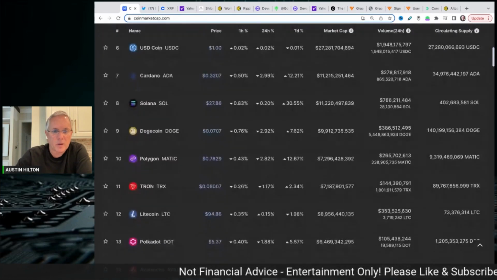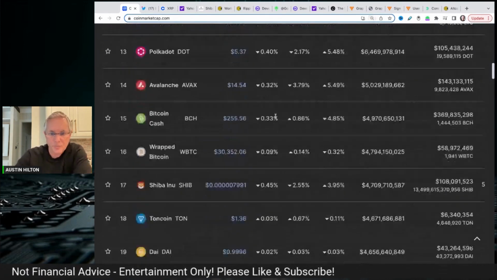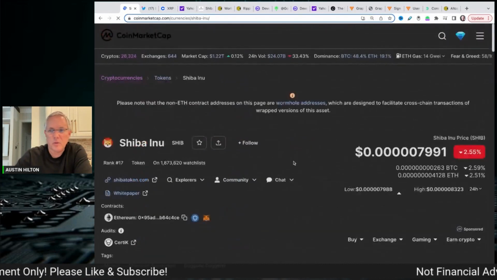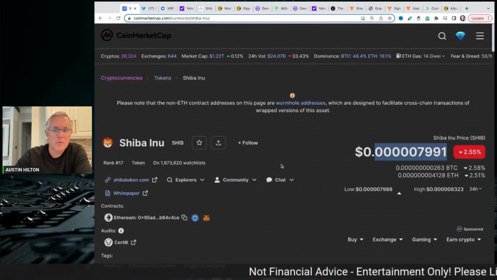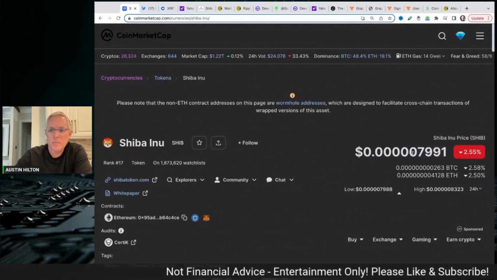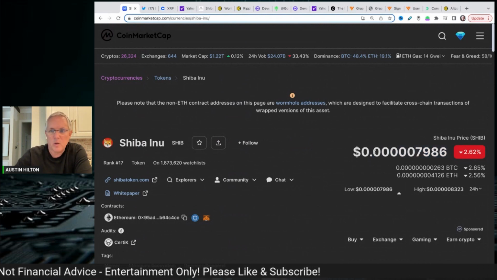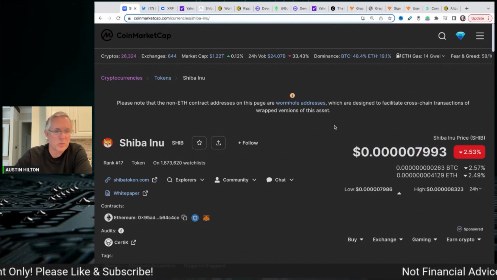If we scroll down, let me make this a bit bigger for you. Looking at SHIB, down 2.55%. If we click into it, we can see that it's at that 5079. Really, the key for me is when are we going to get rid of this pesky zero and move over to four zeros instead of five zeros. Okay, so that's what I'm focusing on.